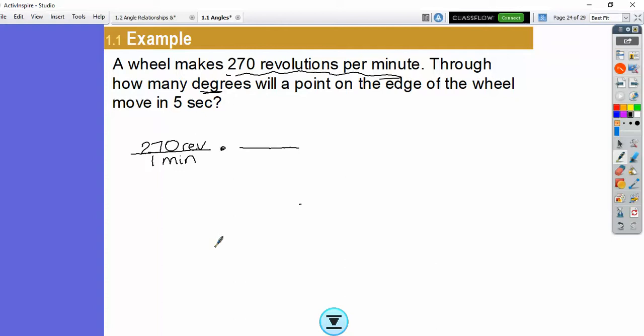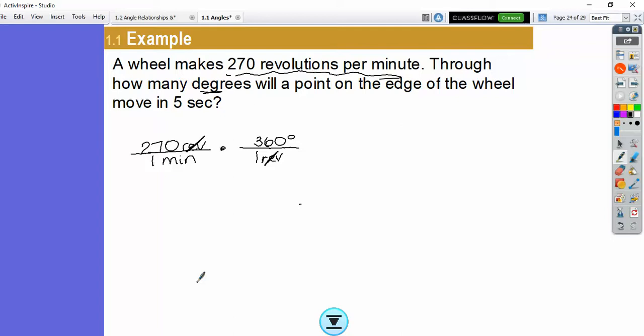So let's think about that. What does a revolution mean? All the way around the circle, right? How many degrees is all the way around the circle? So 1 revolution is 360 degrees. I want to get rid of revolutions. If it's on the top of the fraction, where do I have to put it to cancel? The bottom. So I'm going to put my 1 revolution down here, and that's equal to 360 degrees. So I'm going to put my degrees on top. Now those revolutions cancel out. My units now are degrees per minute.